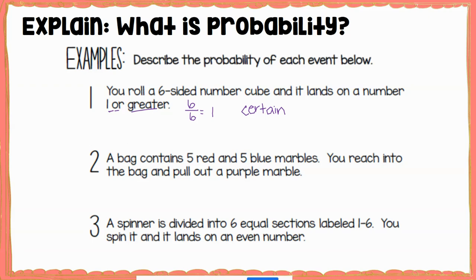Number 2 says a bag contains 5 red and 5 blue marbles. You reach into the bag and pull out a purple marble. If I have 5 red and 5 blue marbles and I'm looking for a purple marble, well, in this bag, there are no purple marbles. So the probability of purple is 0 out of, well, there are 10 marbles because 5 of them are red and 5 of them are blue. So I know that there are 10. So this is 0 out of 10, which is just 0. If I have 0, then that means that this probability is impossible.